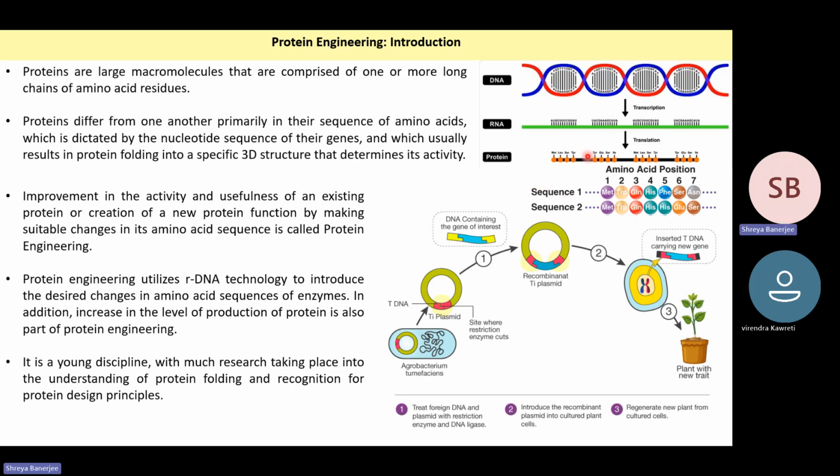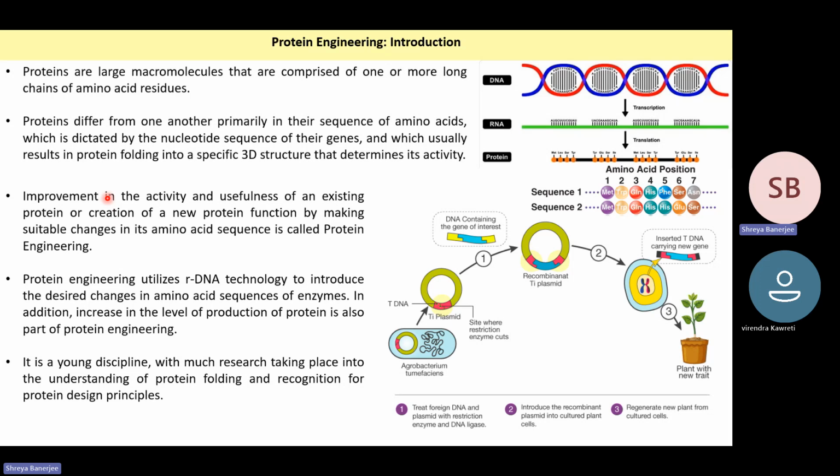So as I was saying, from DNA, a process called transcription converts it to mRNA, and from there, a process called translation converts it to proteins. Now, depending on the nucleotide sequence on the mRNA, the protein sequence of amino acids is determined. And from different sequences, we get different 3D structures. And depending on the structure, the activity of the protein is determined.